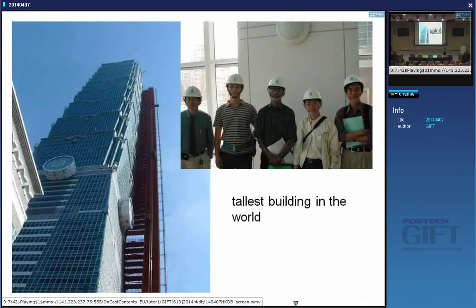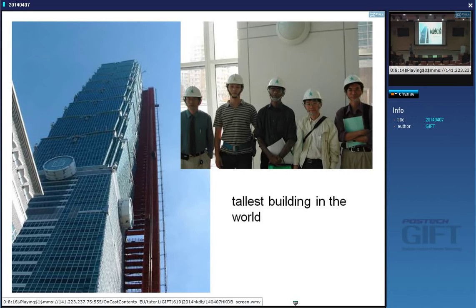Now this is one of my first ever PhD students. His name is Yang. He's also an adjunct professor here. And he was another one of my students. During the construction of the tallest building at the time, which was Taipei 101, I was allowed to visit the building while it was being constructed. So you could see the structure of the steel and so on.